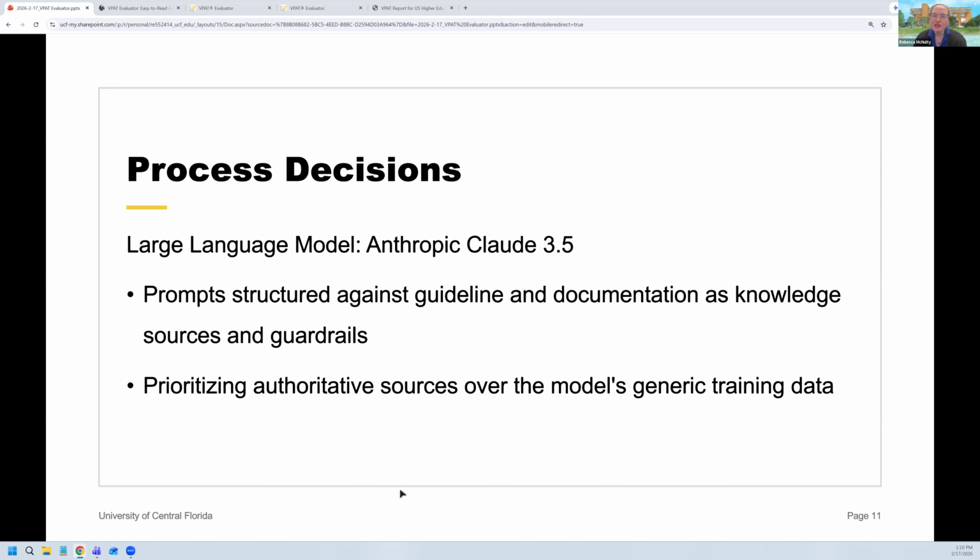All right, so in terms of the app itself, we're using Anthropic's Claude 3.5 as a large language model. And we're using prompts that are structured against documentation as knowledge sources and guardrails. And as we were developing it, that mattered a lot to us. We wanted to make sure that we were using more than just the model's training data. We wanted to give a level of expertise and provide authoritative sources, so that the prompts that we're using go against the authoritative standards rather than just what a probability model might expect the next step to be.